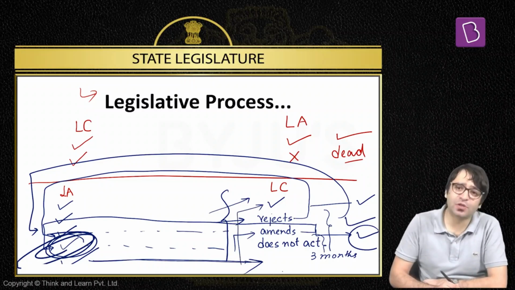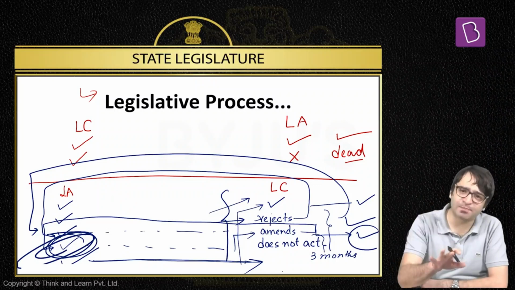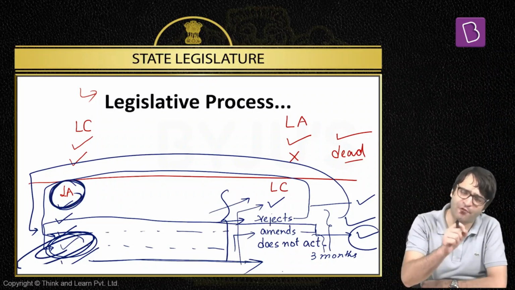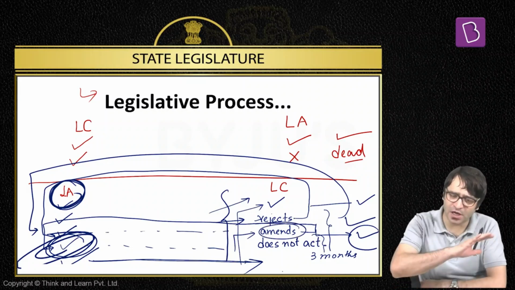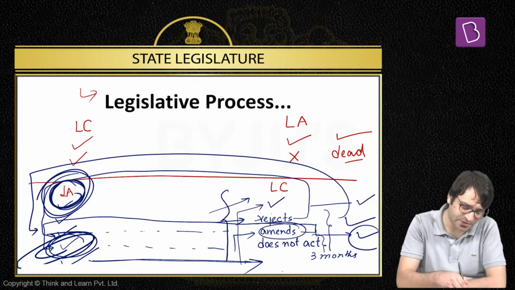In this case, either legislative council will accept this bill. No problem. If it rejects this bill, even then the bill is passed, and the form in which it was passed by legislative assembly, the same form, the bill will be passed. It can also amend this bill. But these amendments will not matter. They are not valued at all. In the manner and form it was passed by legislative assembly, the bill is passed.